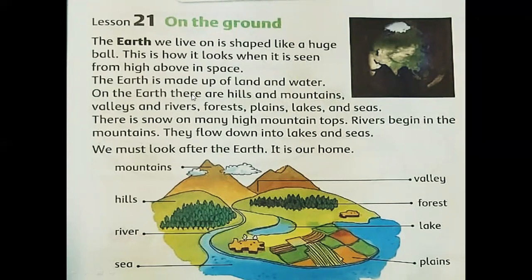On the earth, there are hills, mountains, valleys, and rivers, forests, plains, lakes, and sea. There is snow on the many high mountain tops. Rivers begin in the mountains. They flow down into lakes and sea. We must look after the earth. It is our home. Dear student, see this map.